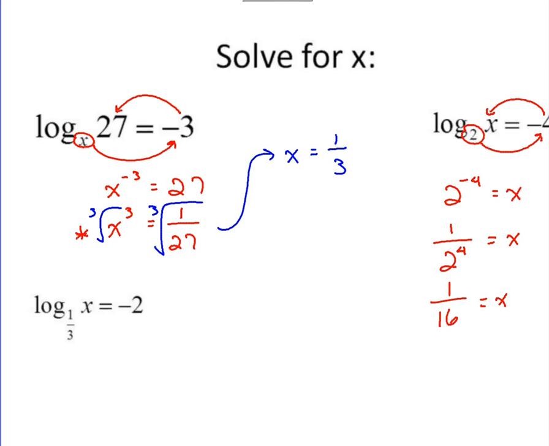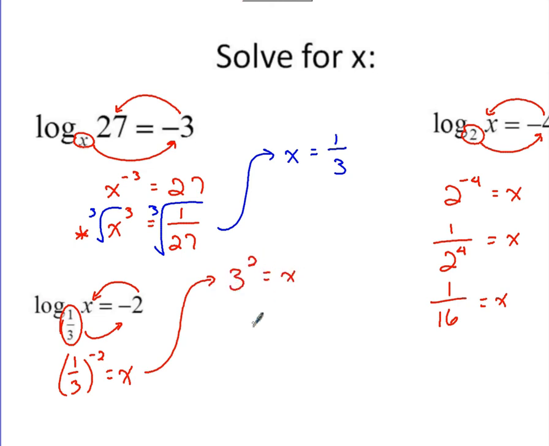All right, last one. You've got log base 1/3 of x equal to -2. So 1/3 raised to the -2 power must equal x. We know to get rid of that negative exponent, we're just going to take the reciprocal here on that 1/3. So that's going to make that 3 to the 2nd equals x. So x is just going to be 9.